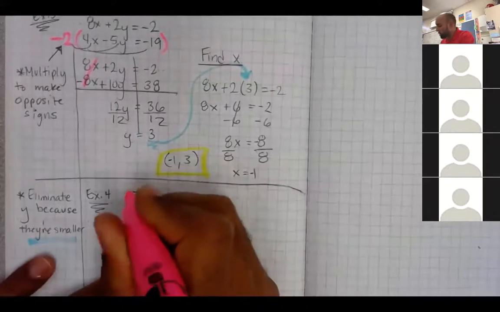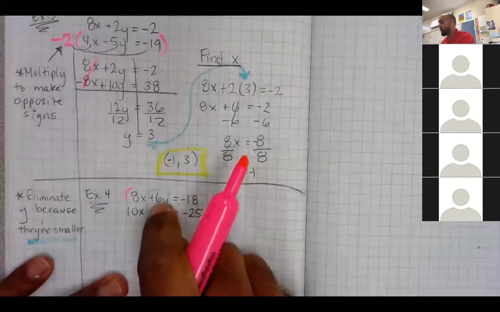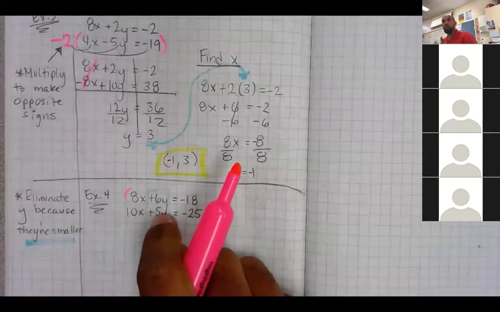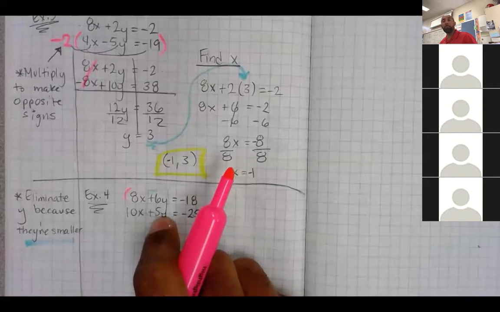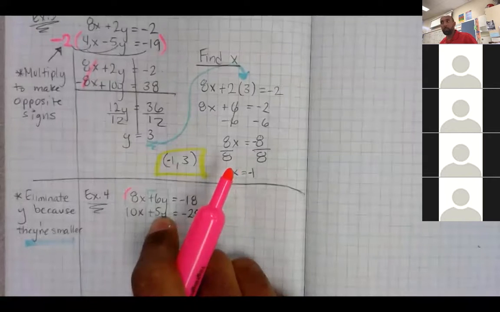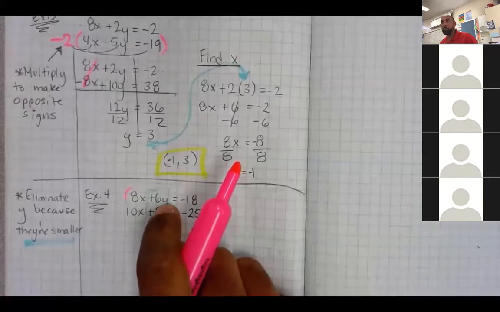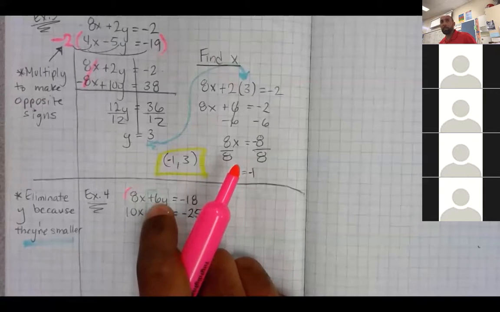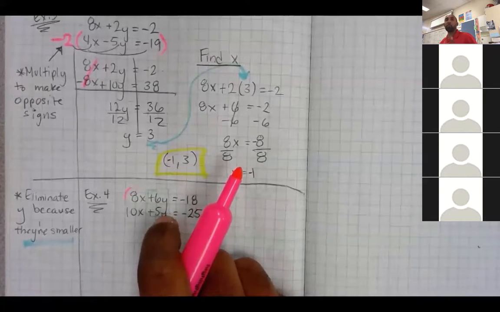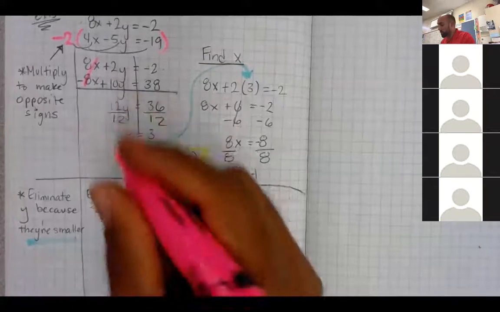All right, so in order to eliminate y, I have to look at the smaller number, sorry, let me repeat myself. I have to think, can I multiply the smaller number times something to make it the other number? Well, in this case, no, I can't multiply 5 times anything to make it 6. So that means I'm going to have to multiply both equations, not just one.